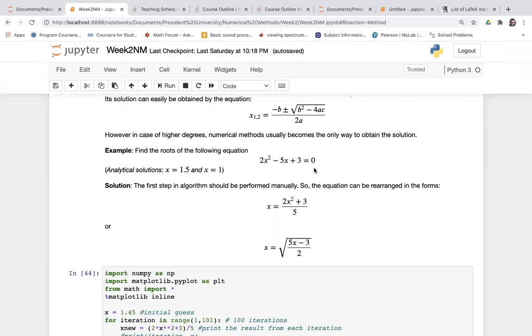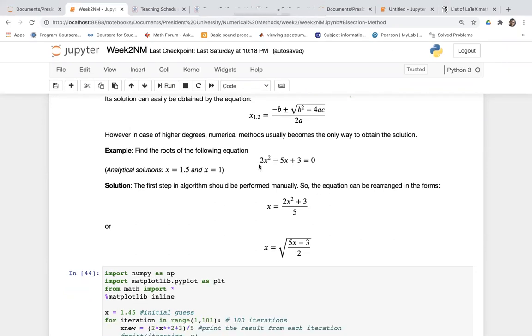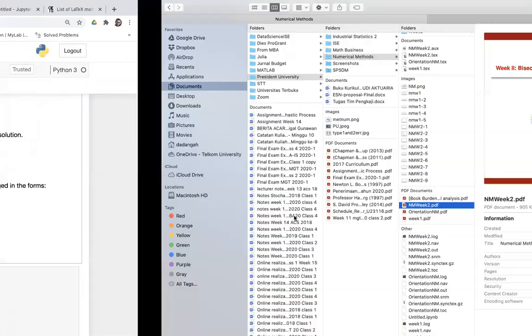We know that this problem has an analytical solution, that is 1.5 and 1. So to start the fixed point iteration, you can arrange this equation to become like this: x equal to x squared plus 5. Okay, let's see the derivation.